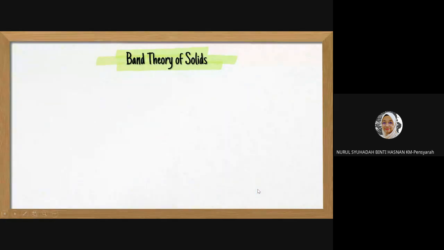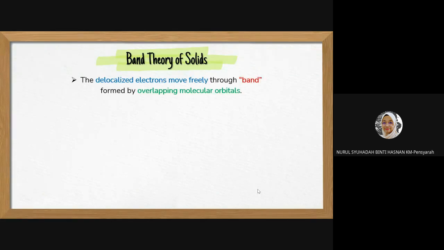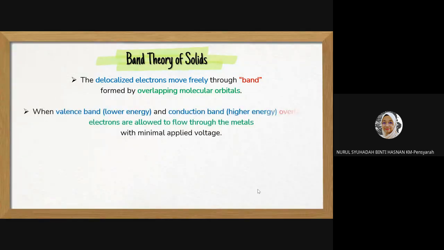Okay, so kita tengok. So untuk band theory of solid, so the delocalized electrons move freely through band formed by the overlapping molecular orbital. So when the valence band, the lower energy, and the conduction band, the higher energy overlaps, electrons are allowed to flow through the metal with minimal applied voltage.